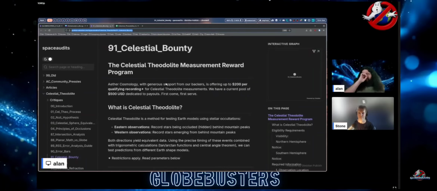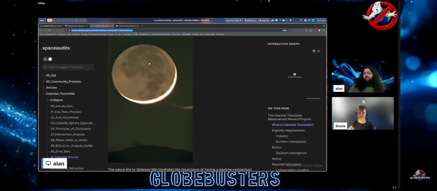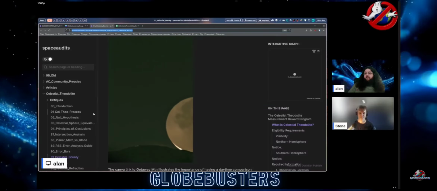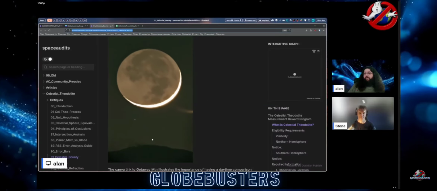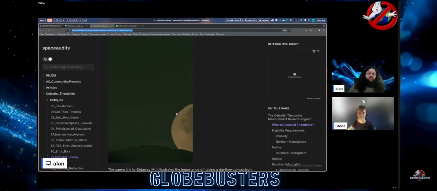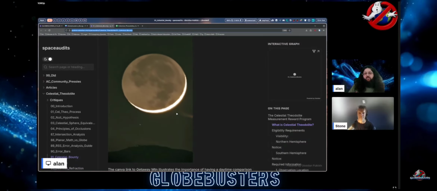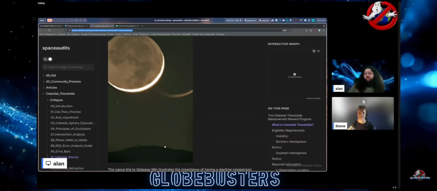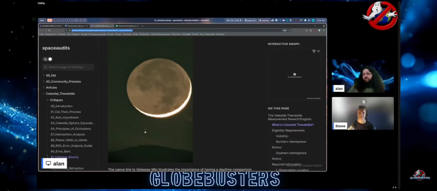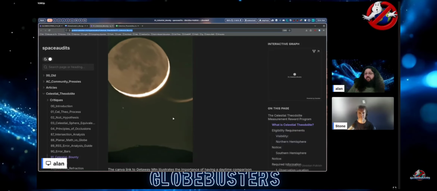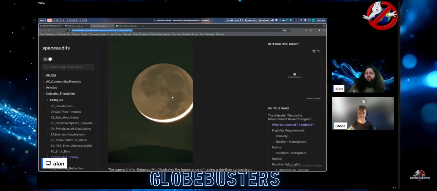Okay. So the celestial bounty is the celestial theodolite measurement reward program. To give some context of what the celestial theodolite is, you have a recording device and a mountain peak. You point your recording device at said mountain peak and you watch stars descend into it. When you're doing that, you need to make sure your recording device is synchronized to GPS time so that we can track back where the positions of the stars were at that time relative to your position, to figure out which stars are intersecting the peak.